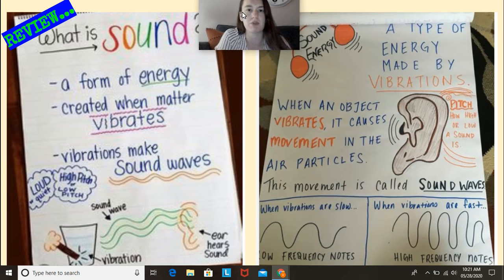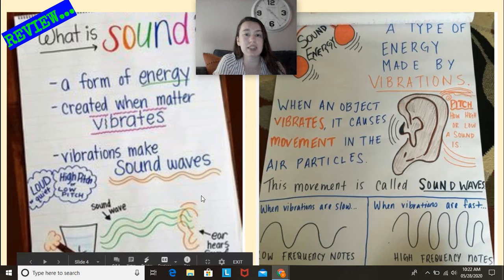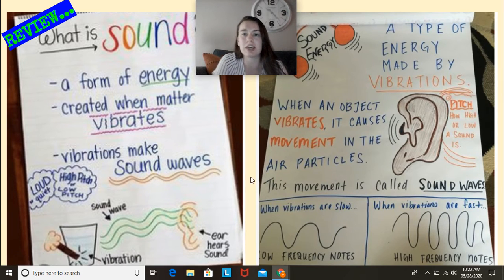So these are the anchor charts that we looked at last week. Sound is a form of energy, and it's created when matter vibrates, and those vibrations can make sound waves. So that is kind of what a sound wave looks like, but remember that we cannot see sound waves. And then it talks about energy and how it's absorbed in our ear. And when an object vibrates, it causes movement in the air particles, and it's called sound waves.